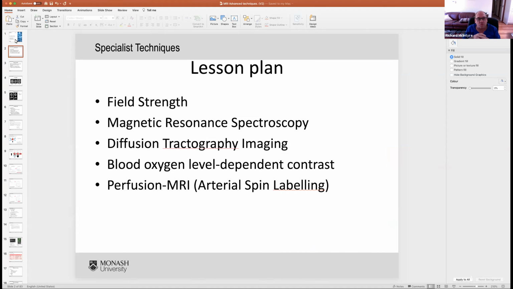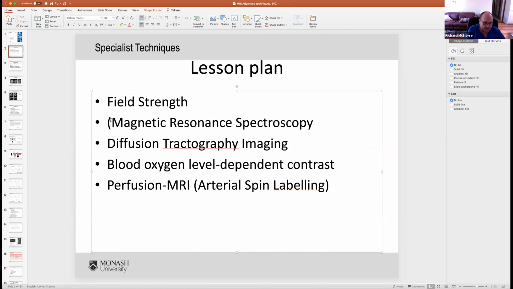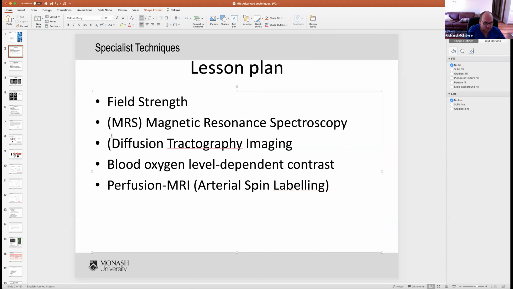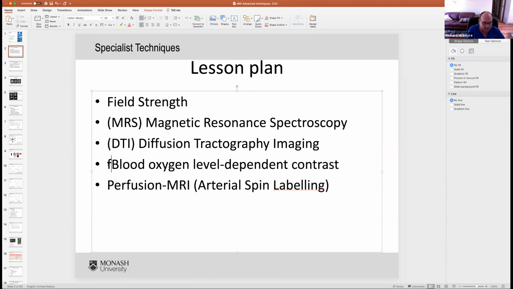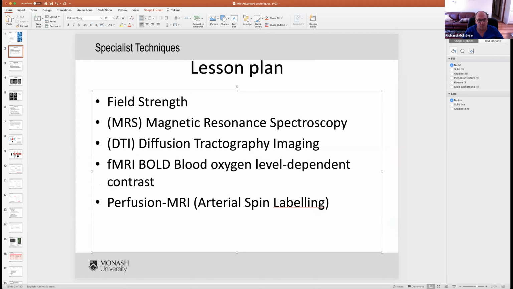We're going to talk about field strength. We're going to talk about MRS, magnetic resonance spectroscopy. We're going to talk about DTI, which is diffusion tensor imaging. Okay. We're going to talk about fMRI, which is blood oxygen level dependent contrast. So fMRI, we can call that BOLD. Okay, blood oxygen level dependent. We're going to talk about perfusion. Okay, so there's five topics that we're going to talk about.